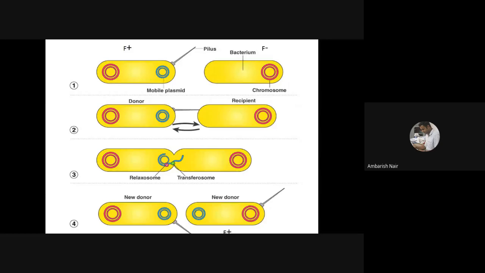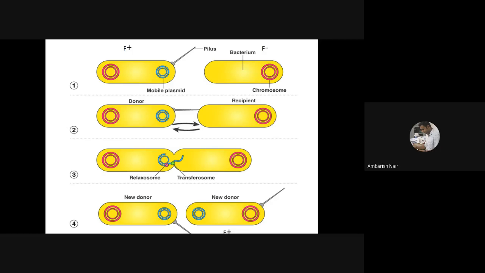So now the recipient cell will have a small portion of the plasmid, and the donor cell will also have one. Then both cells will synthesize the second strand; a new strand is synthesized. So both plasmids will become double-stranded. Now both cells will become F plus. So now the new F plus will donate to another F minus. So this is the connection. So there will naturally be F plus and F minus cells.